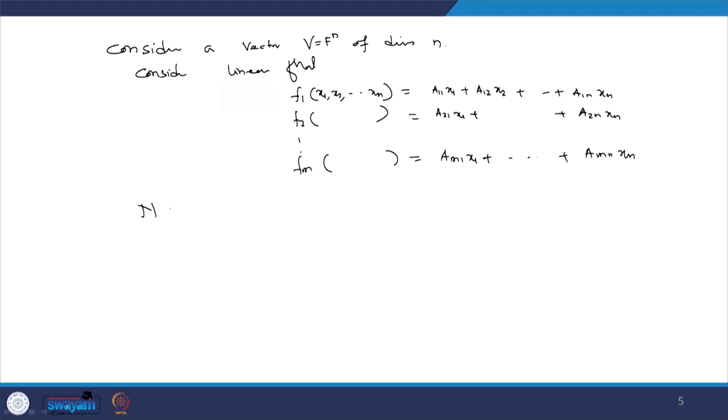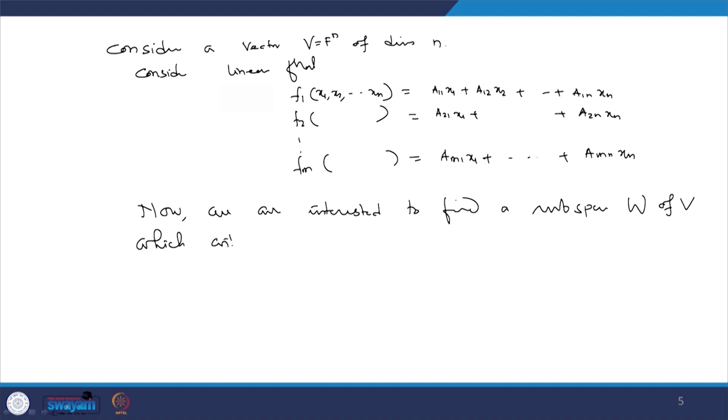Now we are interested to find a subspace W of V which will be annihilated by the m linear functionals. How to find it?